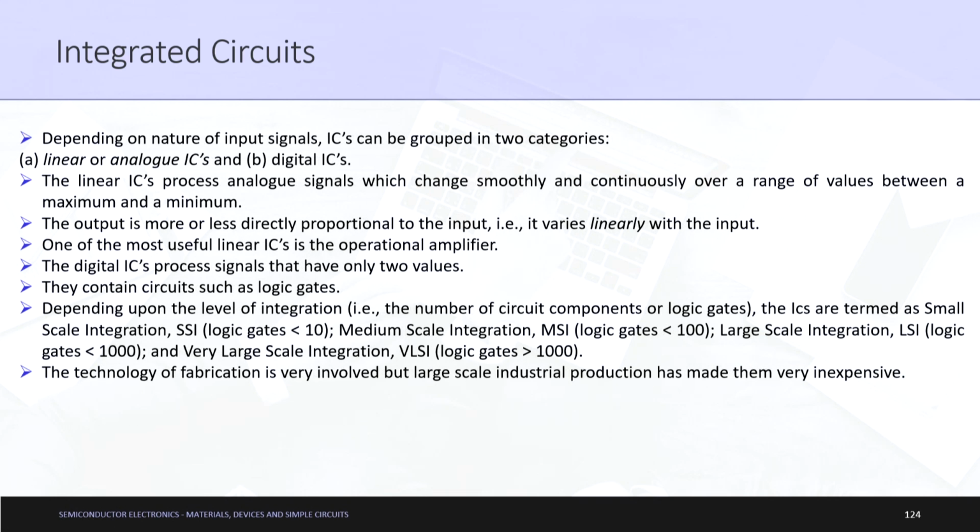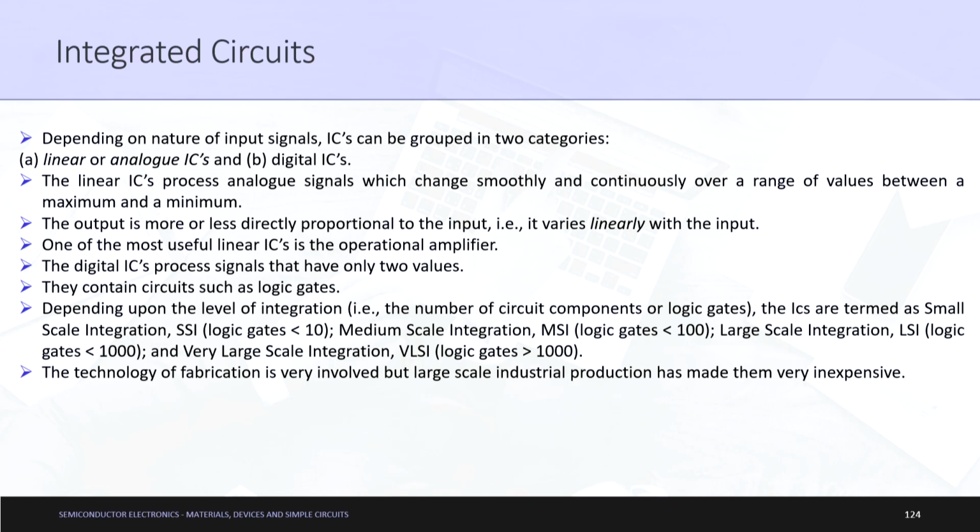So, depending on the nature of the input signals, ICs can be grouped into two categories. First is the linear or analog ICs, and second is digital ICs, similar to the digital electronics which we studied. First was regarding your analog signal and second was regarding your digital signal. So, let us understand whatever is written here.